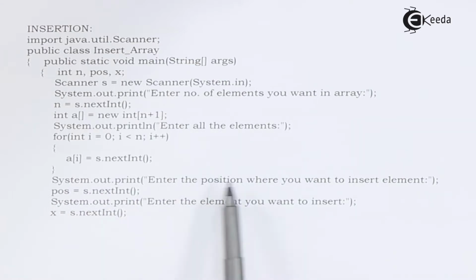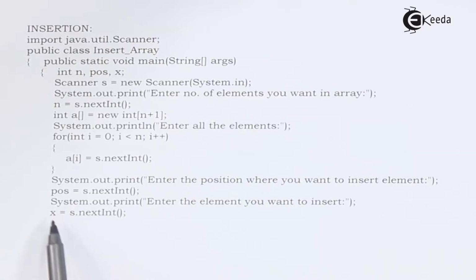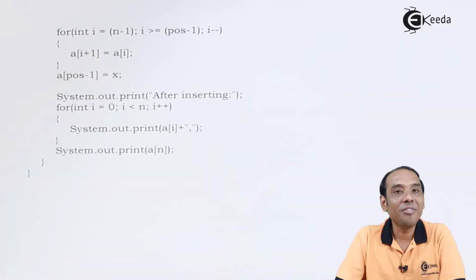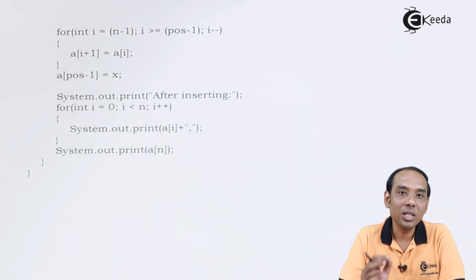We have the position from the user where the element needs to be inserted. Then we will ask the user to enter the element which he wants to insert. We write System.out.print, enter the element you want to insert, and we store that element in x, that is x equal to s.nextInt(). So the element is stored in x and its position will be defined by the variable called pos. Once we have taken the array, its elements, the position where the user wants to insert the new element, and the value of the new element from the user, now we will look at the logic.